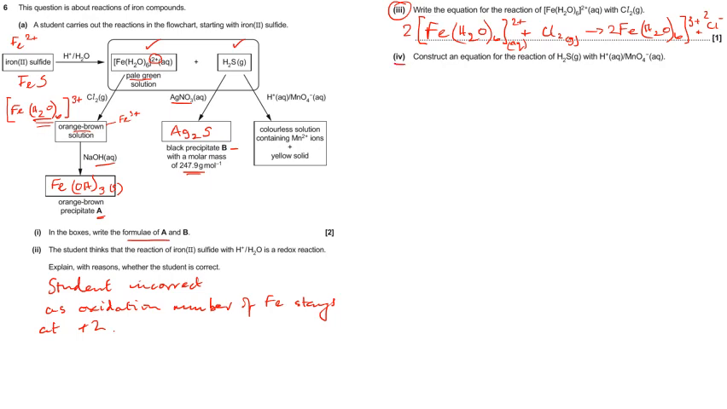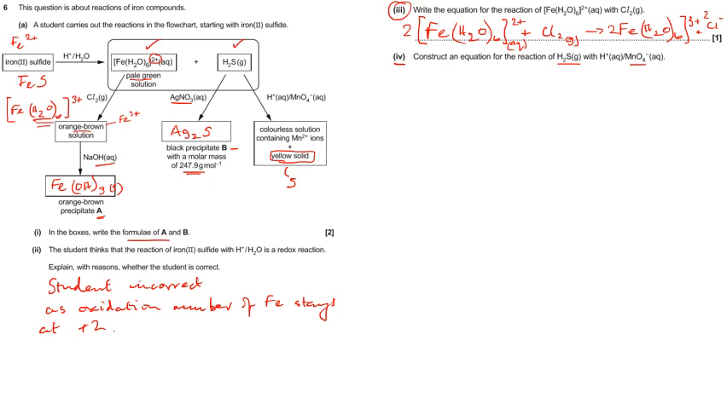And in part 4, we're going to construct an equation for the reaction of hydrogen sulfide with acidified manganate, which we know is a powerful oxidizing agent. So that's going to oxidize our hydrogen sulfide. And what's it going to oxidize into? Well, the clue's here, yellow solid, right? So that is sulfur.